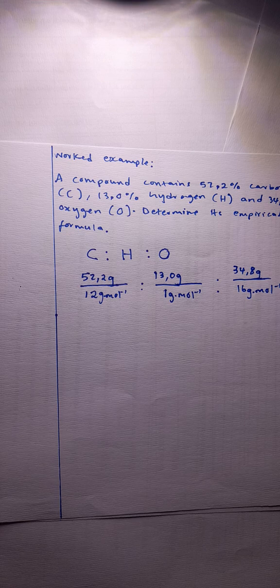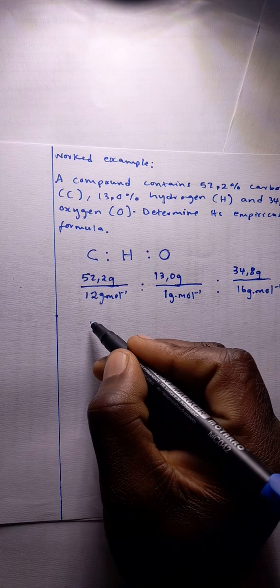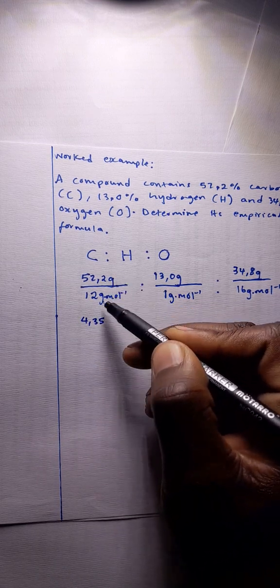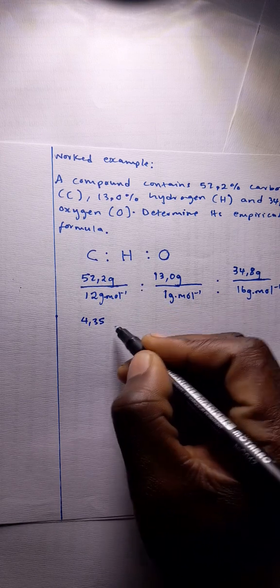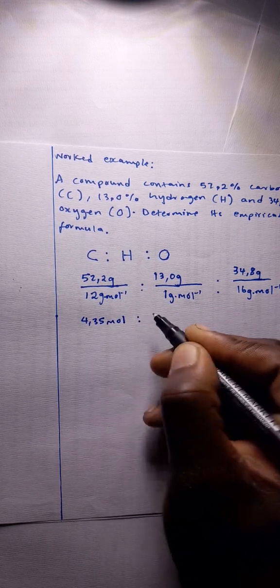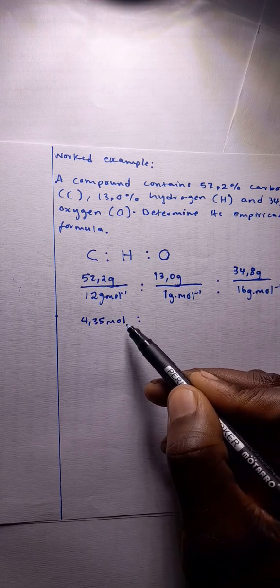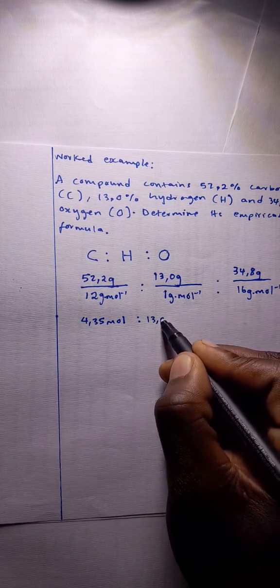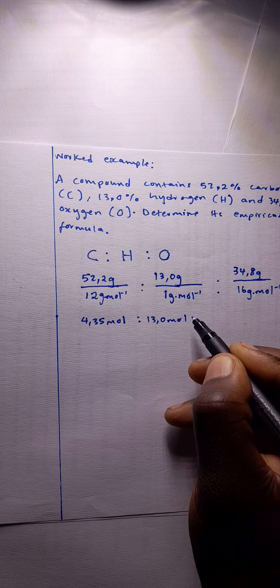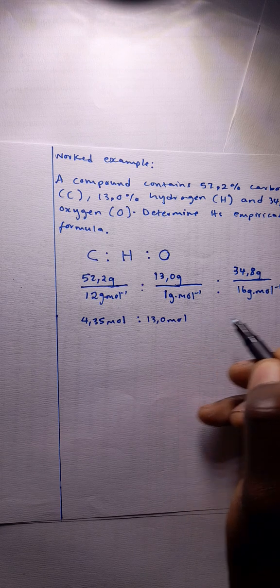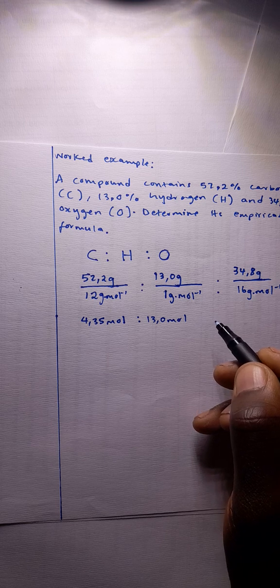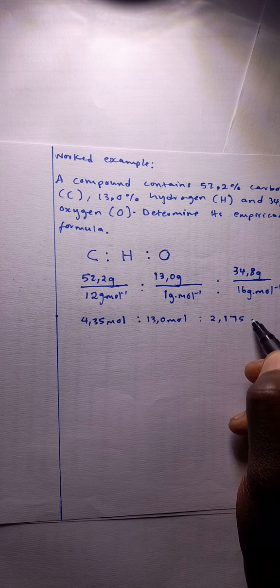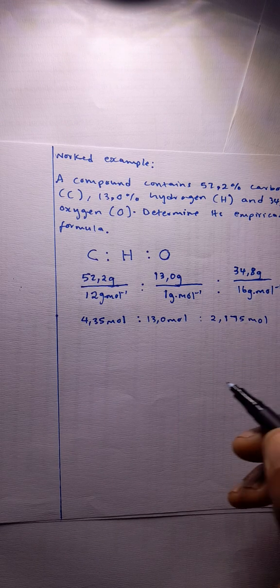52.2 divided by 12, you are going to get 4.35. Grams and grams cancel out, and then per mole becomes mole. So you are going to get mole. Please make sure you write mole here. I mark learners wrong for not using mole here. This is going to be 13.0 mole, and then here we are going to get 2.175 mole.